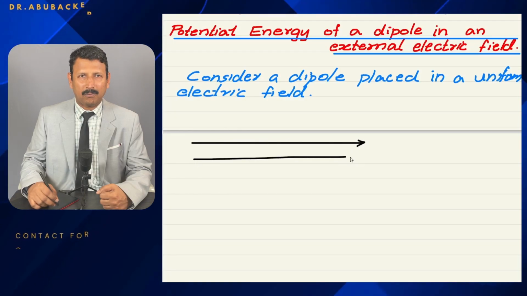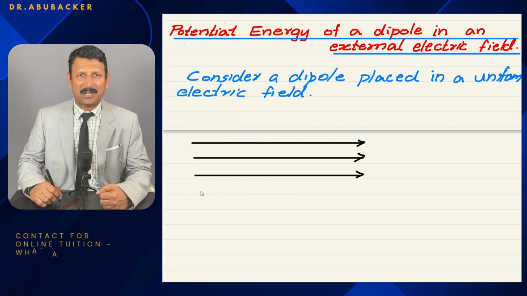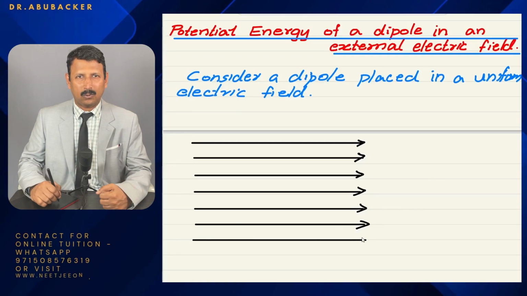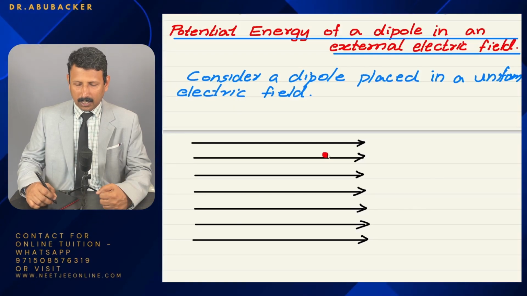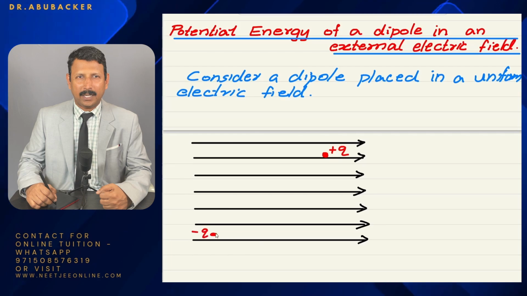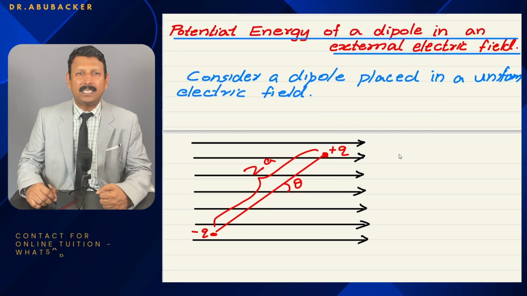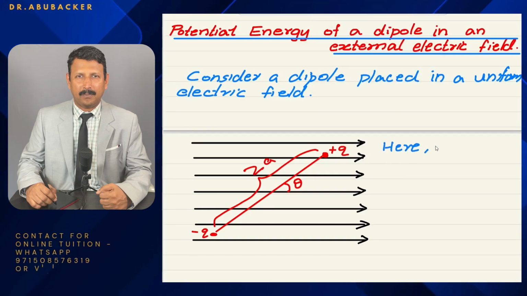Let me draw the uniform electric field. You know that a uniform electric field is parallel lines. So this is the uniform electric field, many parallel lines. And a dipole is placed. That means a plus q and a minus q are placed with a separation 2a. And this dipole is making an angle theta with the uniform electric field.